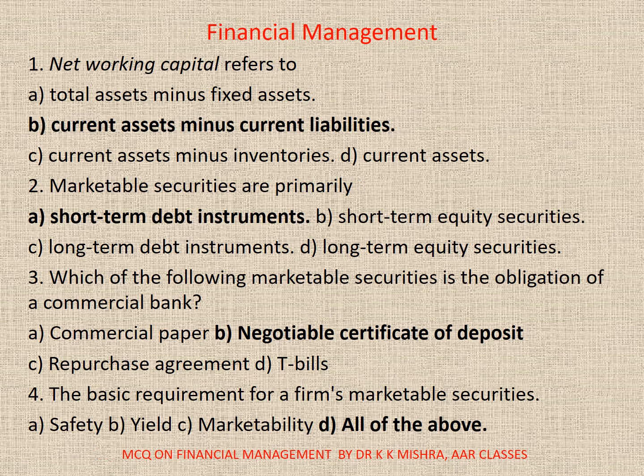Number 1. Net working capital refers to A. Total assets minus fixed assets, B. Current assets minus current liabilities, C. Current assets minus inventories, D. Current assets. Correct option is B. Current assets minus current liabilities.